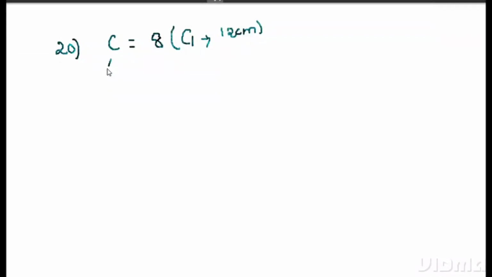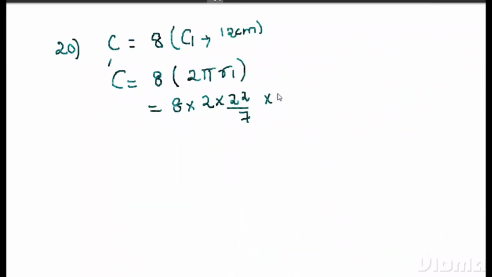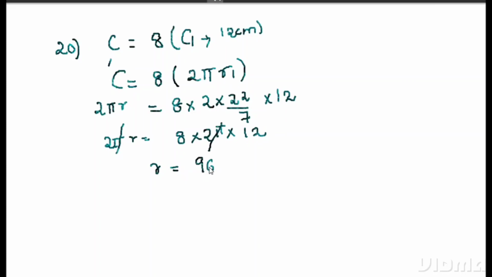Now let's see. The circumference I can write as 8 times 2 pi r1. So that becomes 8 multiplied by 2 multiplied by 22 by 7 multiplied by r1, which is 12. Now this I don't know, 2 pi r, I don't know the radius. So here also again, what can I do? I can keep this 2 pi as it is. So 8 into 2 pi multiplied by 12. 2 pi gets cancelled. So what I get is r is nothing but 96 centimeter. So this was the 20th question.